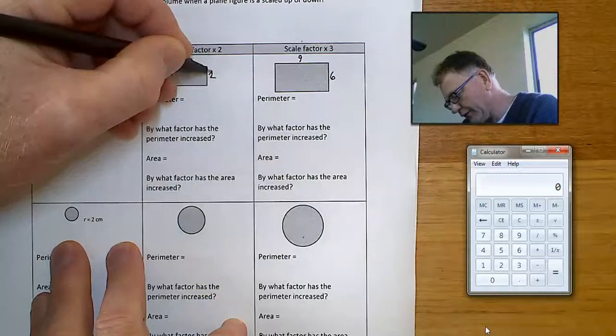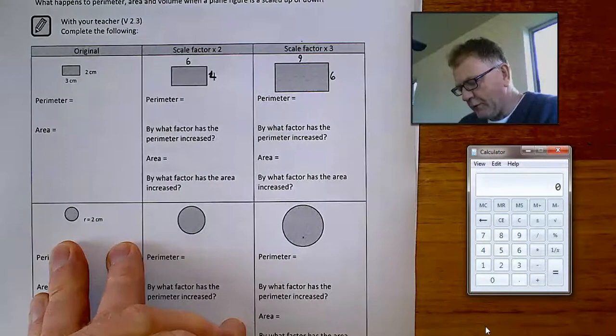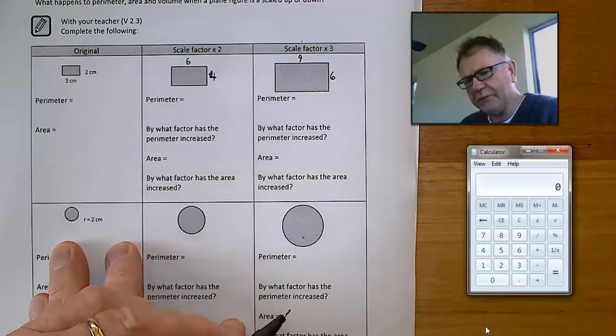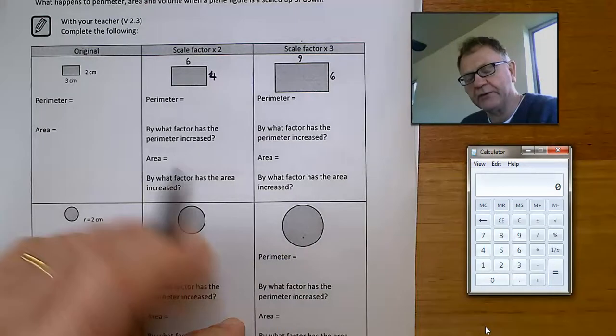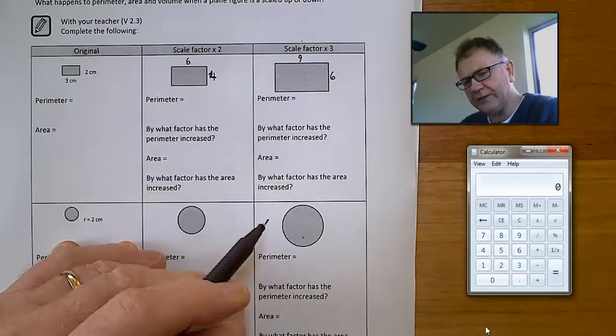That should be a 4, shouldn't it? But what would happen to its perimeter and what would happen to its area? I'd like you to do some calculations in a moment to work out the perimeter and area of each of these, and in particular, then work out how many times did the perimeter increase when you doubled its dimensions and how many times did it increase when you tripled its dimensions.